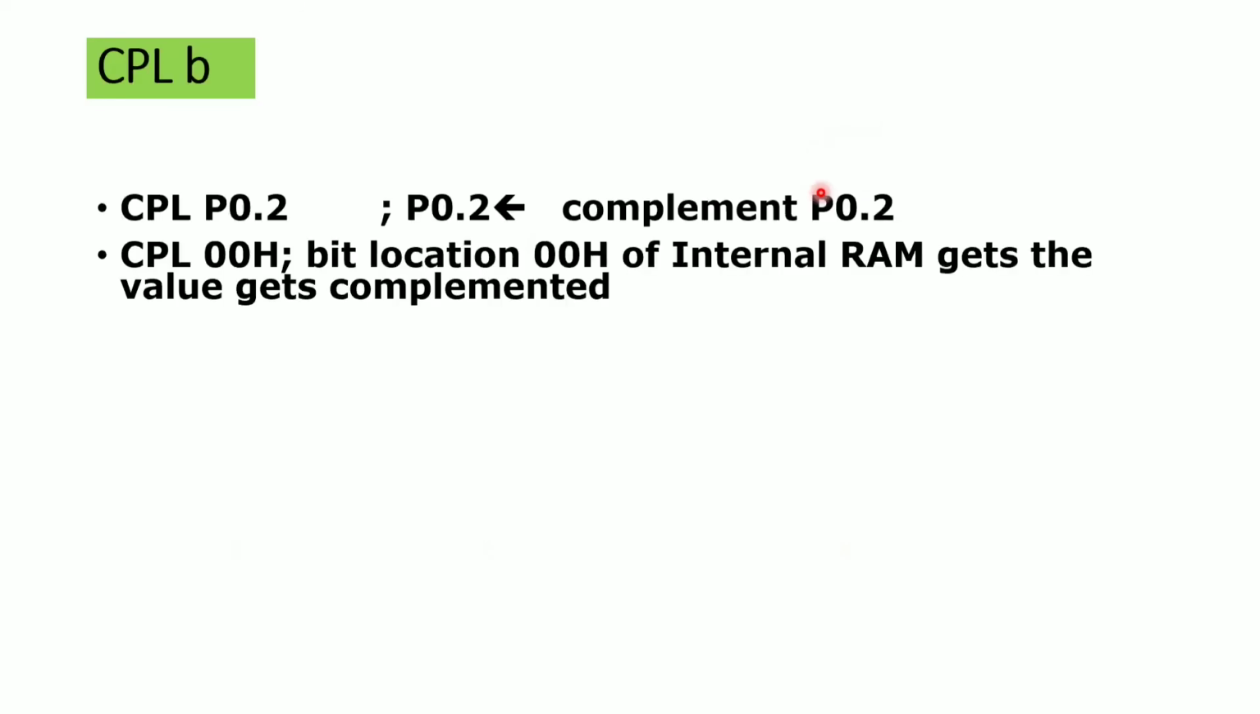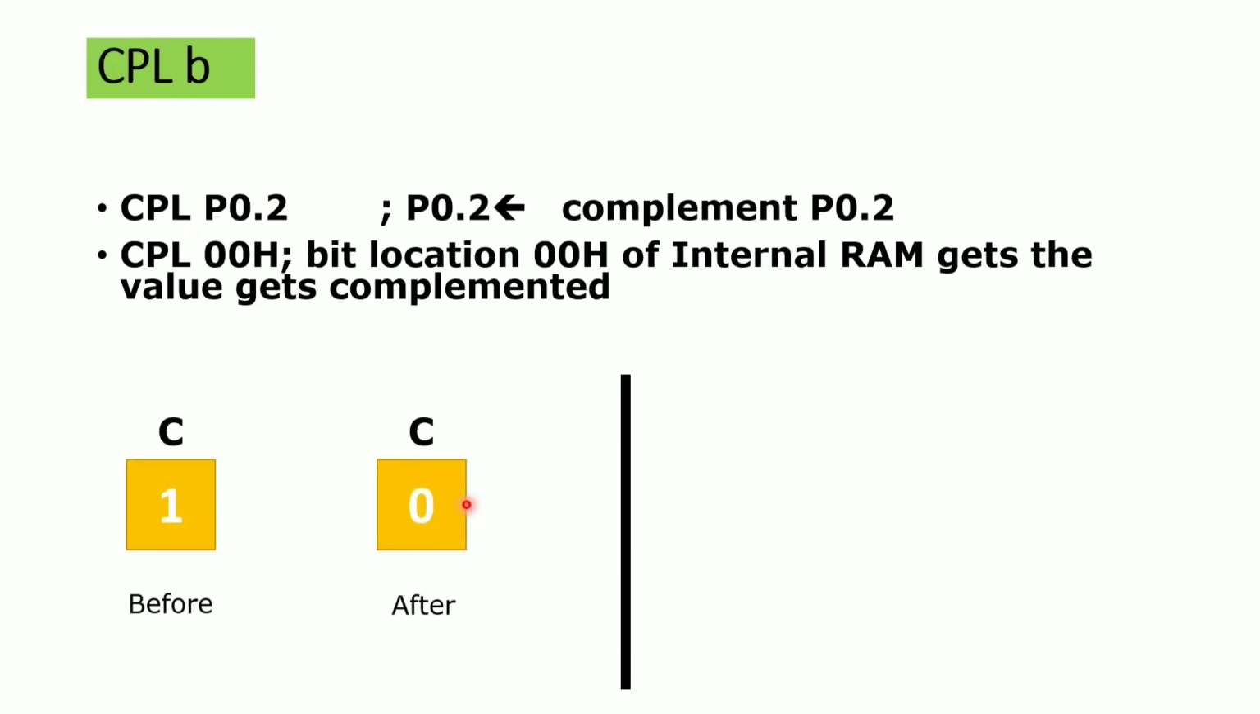Next one is complement B. Complement is nothing but replacing 1 with 0 or 0 with 1. You can use any bit addressable registers, and also you can use the bit addressable area of your RAM. I'm sure the RAM consists of addresses from 00 to 7FH. So you can use any of these addresses to complement its value with this complement instruction.